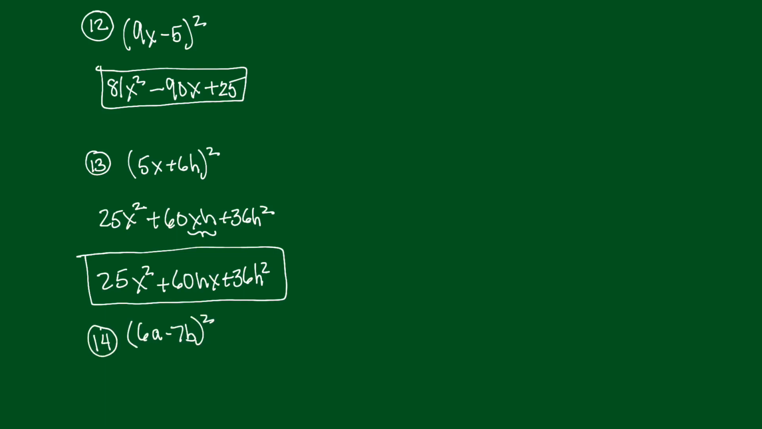Number 14, we're squaring a binomial again, so we're going to get a lot of practice at this. So we have a pattern. Square the first, multiply the two together, double it, square the last. All right, so square the first. 6a times 6a, 36a squared. Multiply the two together, and then double it. So multiply them together. Positive 6 times negative 7 is negative 42. You double negative 42, you're at negative 84, and you've got the a and the b. And then square the last. Square a negative, it becomes positive. Negative 7b times negative 7b is plus 49b squared.